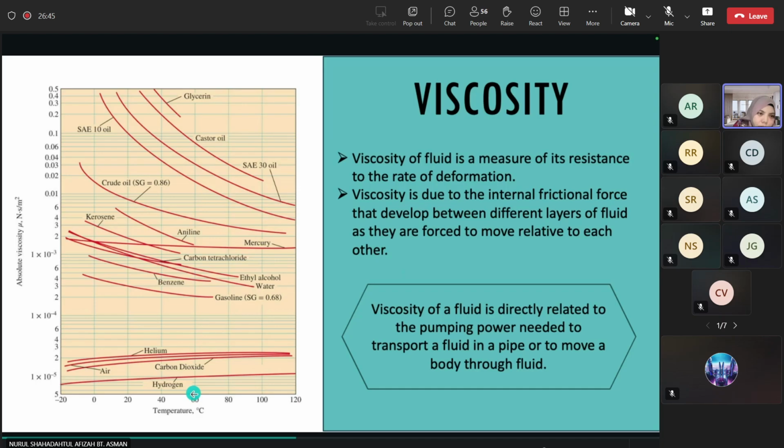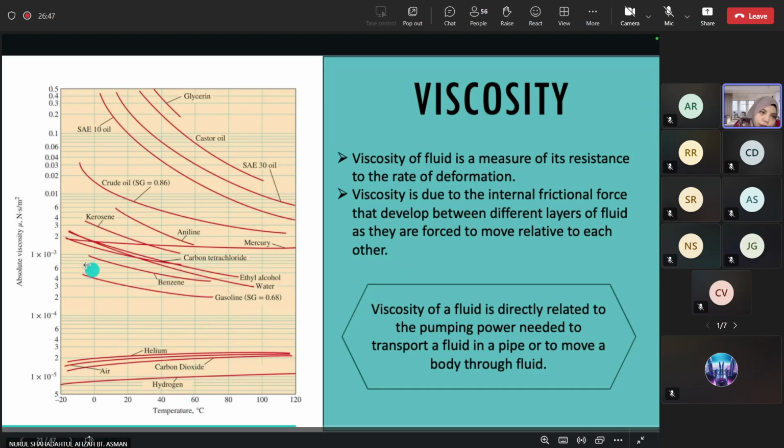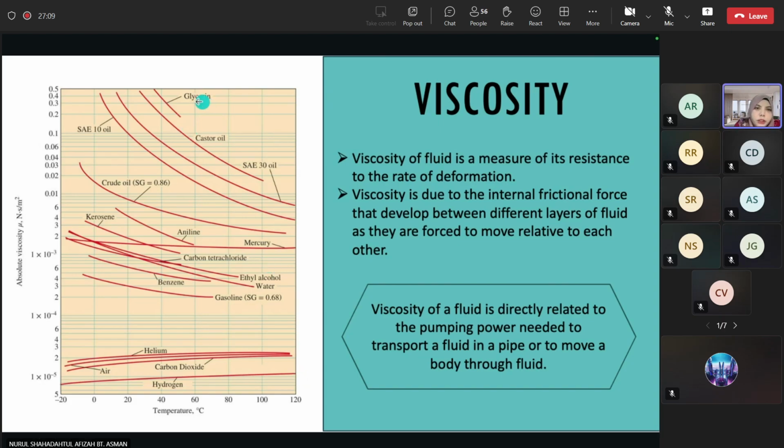So this is an example of temperature with the absolute viscosity. As I mentioned earlier, the temperature will affect the viscosity. As you can see, the highest temperature will affect the viscosity, but it also depends on the type of fluid that is involved in the mechanics of the system.